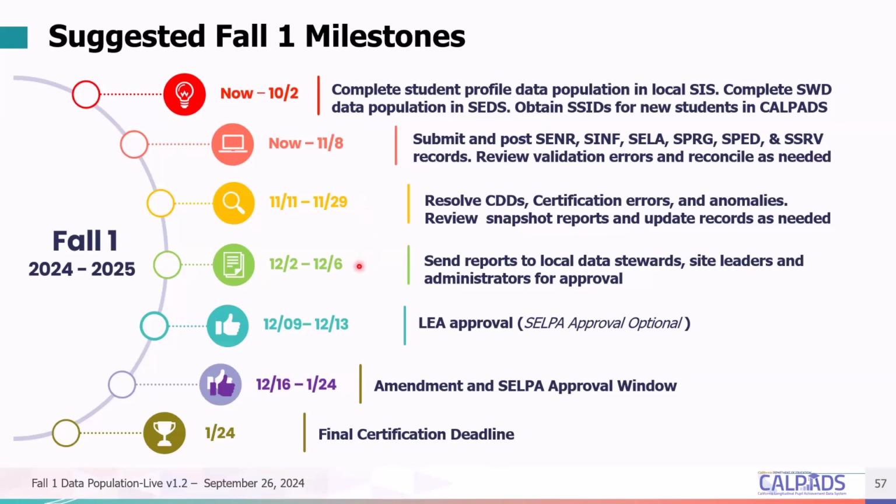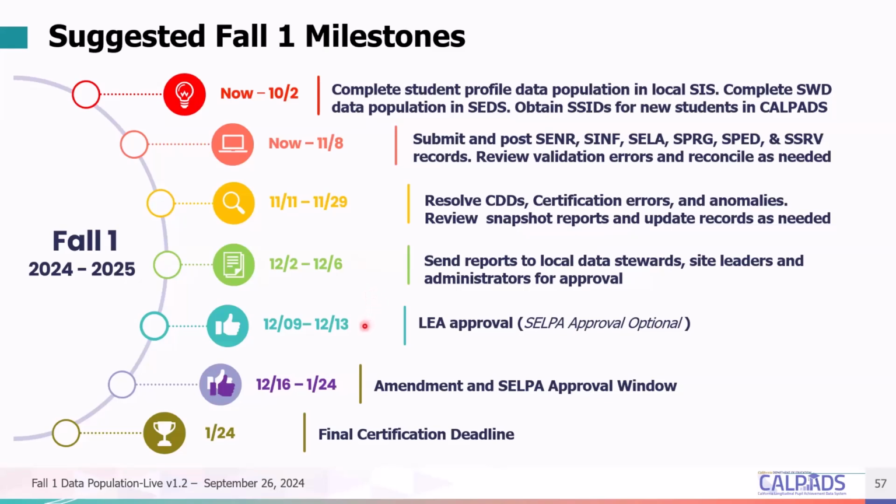After that, from December 2nd to December 6th, we imagine you've resolved those errors. Your data is in a high quality state, so you're able to send your reports to local data stewards. Those are department level folks who are subject matter experts on, for example, programs or English learner services. There is a short amount of time here to review those reports, so it is important that you involve them in the process of ensuring data quality earlier if you do have any doubts about the quality of the data that you have submitted in CALPADS.